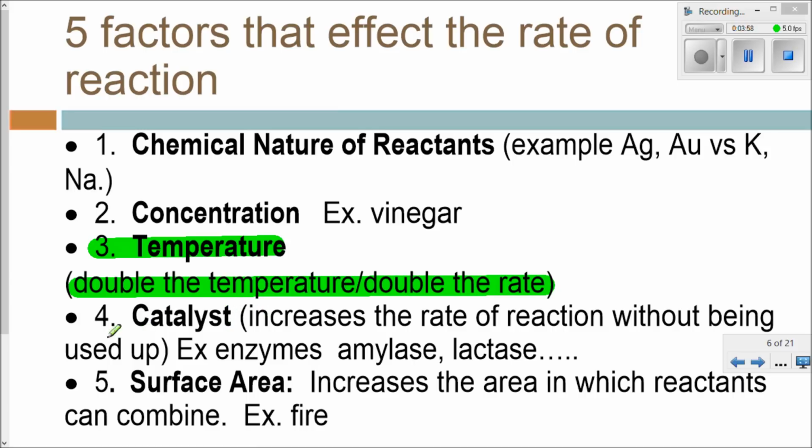reaction, okay? The next thing that you can do is you can add something called a catalyst. Now, catalysts, what they do is they just help reactions along. They help the accident happen. They help the collisions happen and make sure that they're effective collisions, okay?